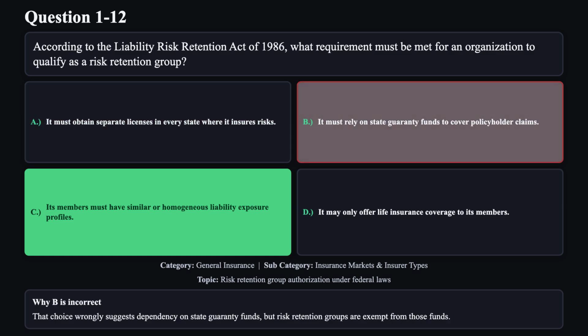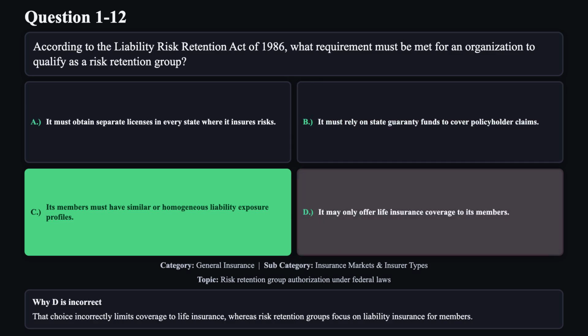Reason B is not correct. That choice wrongly suggests dependency on state guarantee funds, but risk retention groups are exempt from those funds. Reason D is not correct. That choice incorrectly limits coverage to life insurance, whereas risk retention groups focus on liability insurance for members.